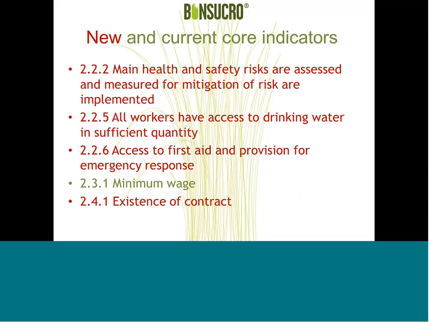The bulk of the new core indicators relate to the health and safety conditions and indicators within our standard. First one, main health and safety risks are assessed and measures for mitigation of risk are implemented. So, a health and safety management and mitigation plan. As well, all workers having access to drinking water in sufficient quantity is a core criterion, and access to first aid and provision for emergency response is as well a core criterion. Minimum wage was and remains a core criterion, and existence of a contract becomes a core criterion.